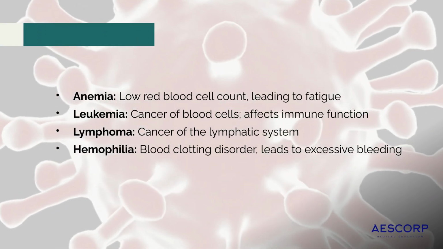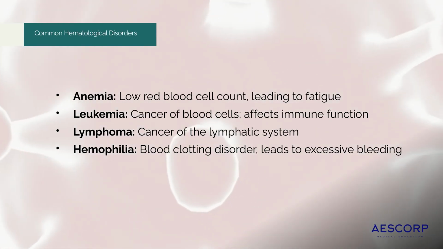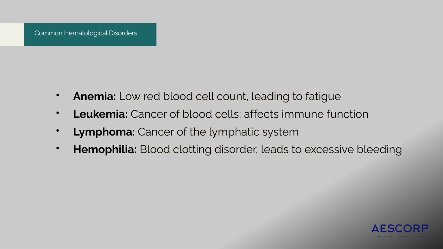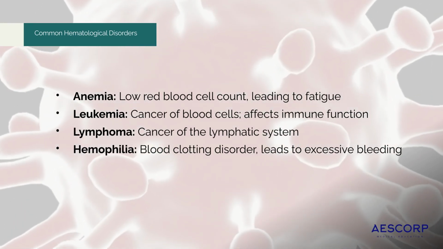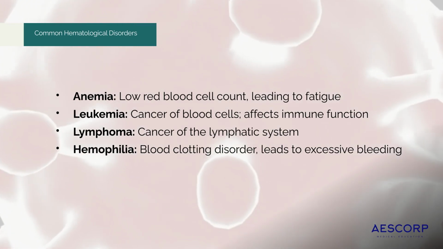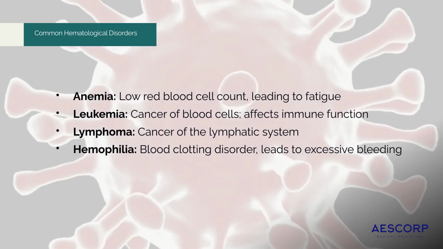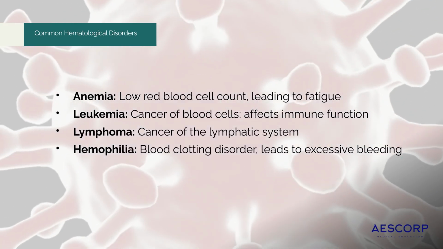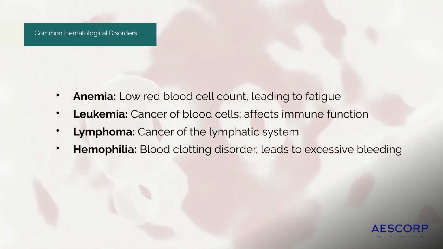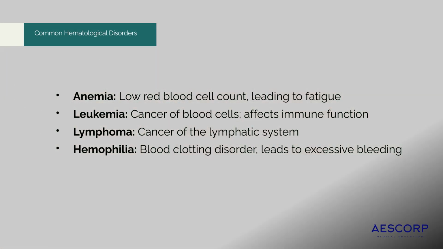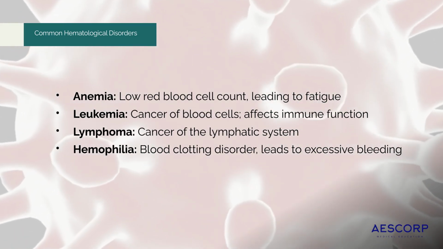Let's look at some common hematological disorders. Anemia, when you don't have enough red blood cells to carry oxygen to your tissues. Symptoms include fatigue and weakness. Leukemia, a cancer of the blood or bone marrow that leads to an abnormal increase in white blood cells. It affects the body's ability to fight infections. Lymphoma, a cancer of the lymphatic system. It can lead to swelling in lymph nodes and other symptoms like fever, weight loss, and night sweats. Hemophilia, a genetic disorder where the blood doesn't clot properly, leading to excessive bleeding from minor injuries.